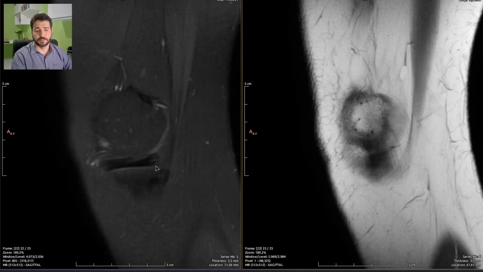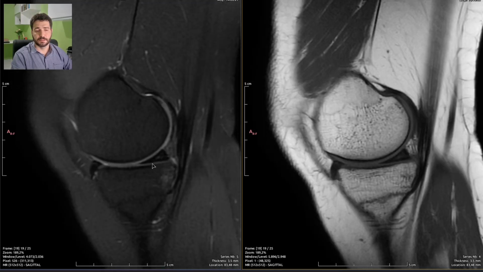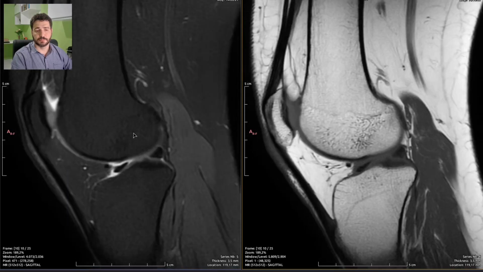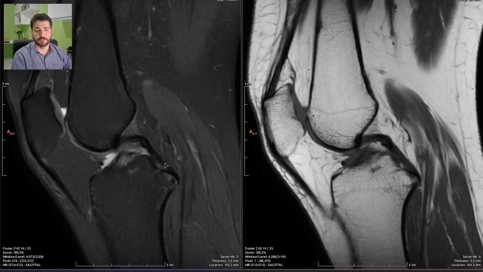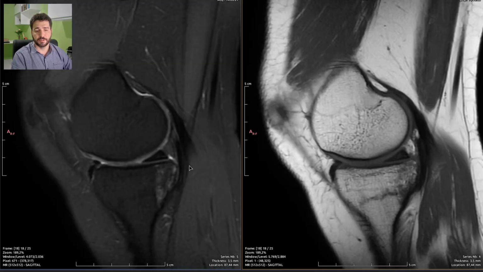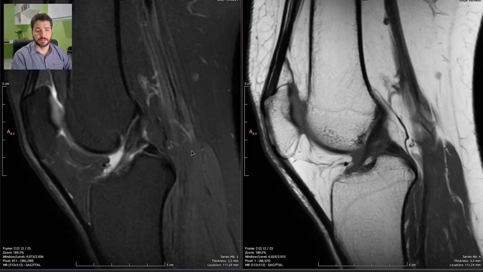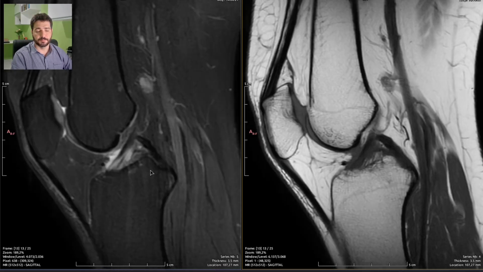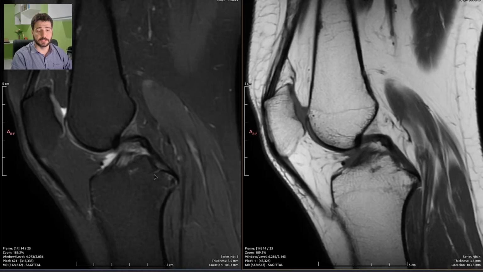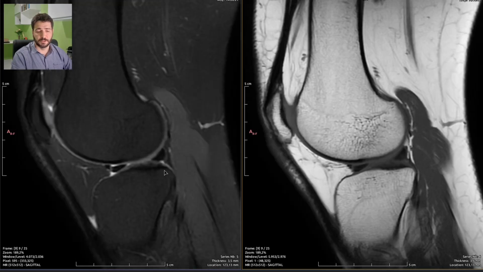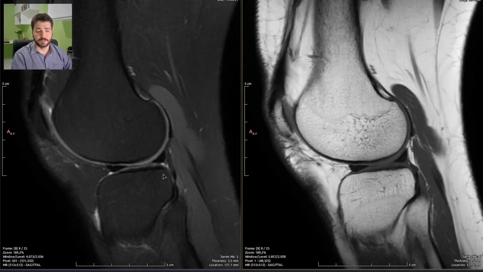This is the medial meniscus. This tiny bright signal here is normal. Anterior cruciate ligament and posterior cruciate ligaments are fine. Periarticular tendons look fine, except for the patellar tendon, which is really commonly affected by a wide range of disease.